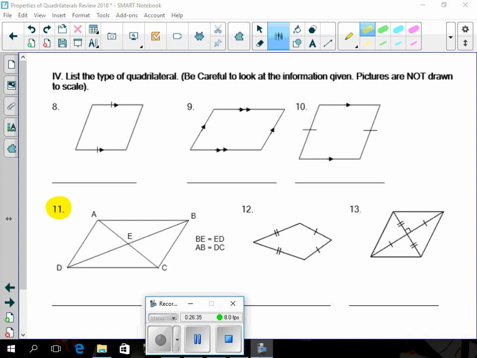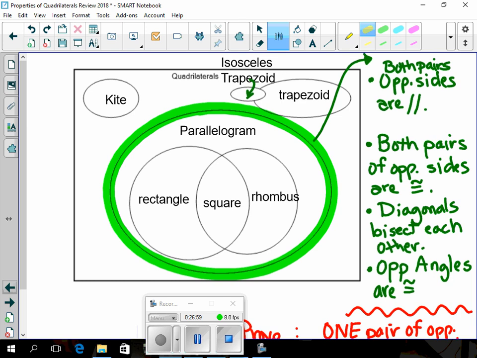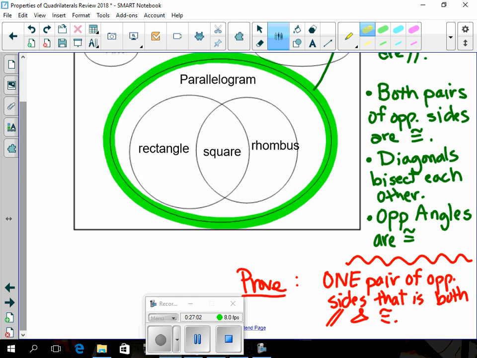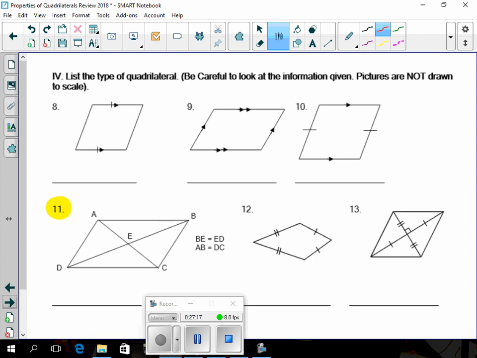If we look at problem number 8, Martin, since I did it with you, tell me what information we know about number 8. I have one pair of opposite sides, only one, and that one pair of opposite sides is both parallel and congruent. If we look at what we wrote next to our Venn diagram, in red, at the bottom, under the squiggle, isn't that what that says? One pair of opposite sides that's both parallel and congruent. That's a way to prove that something is a what? Parallelogram. So I know that number 8 is parallelogram.